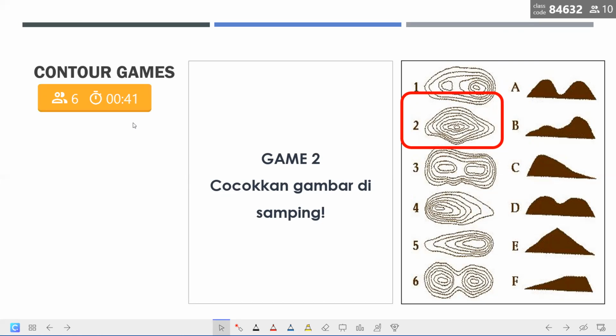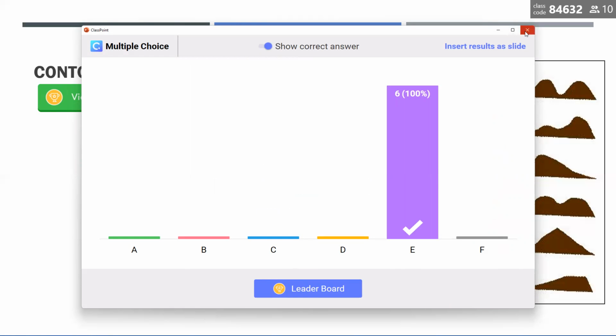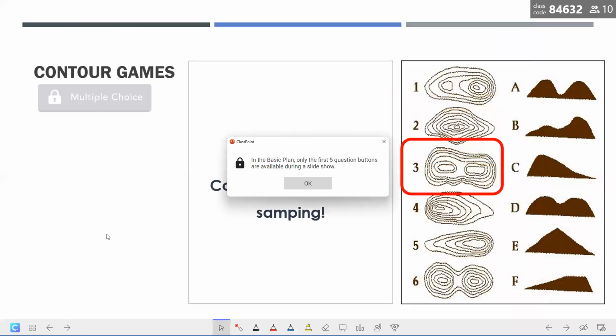Okay, just wait a few more seconds. E. Let's close that. Again, too easy. Maybe this next one will throw you up. Number 3.